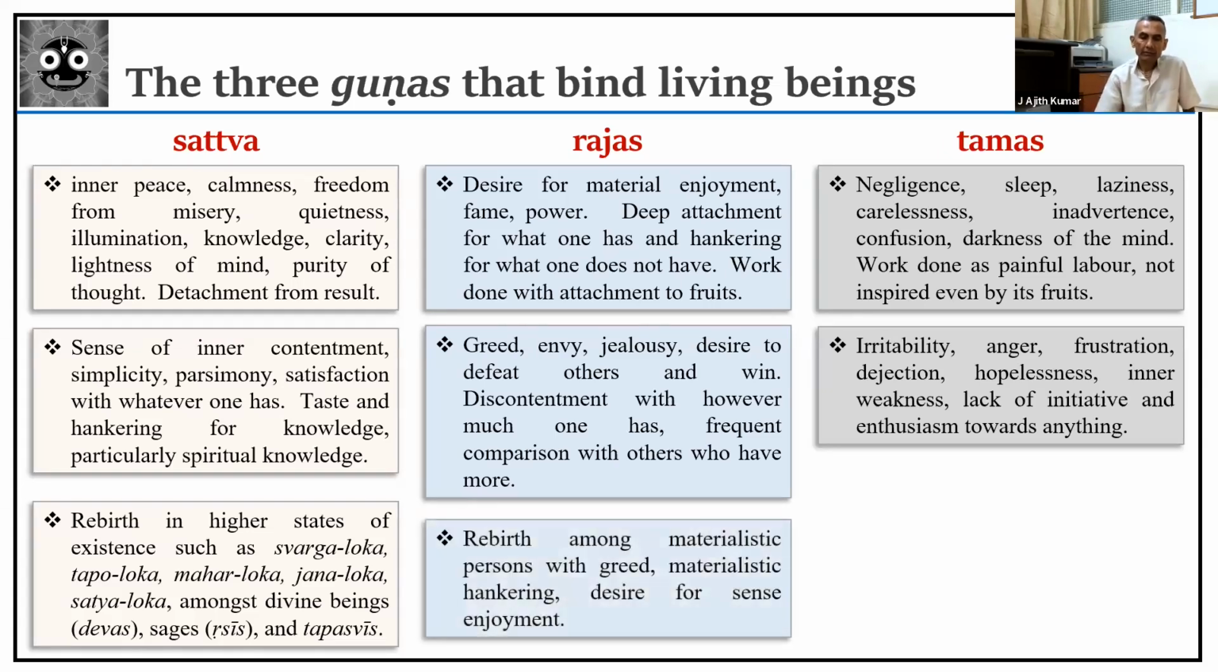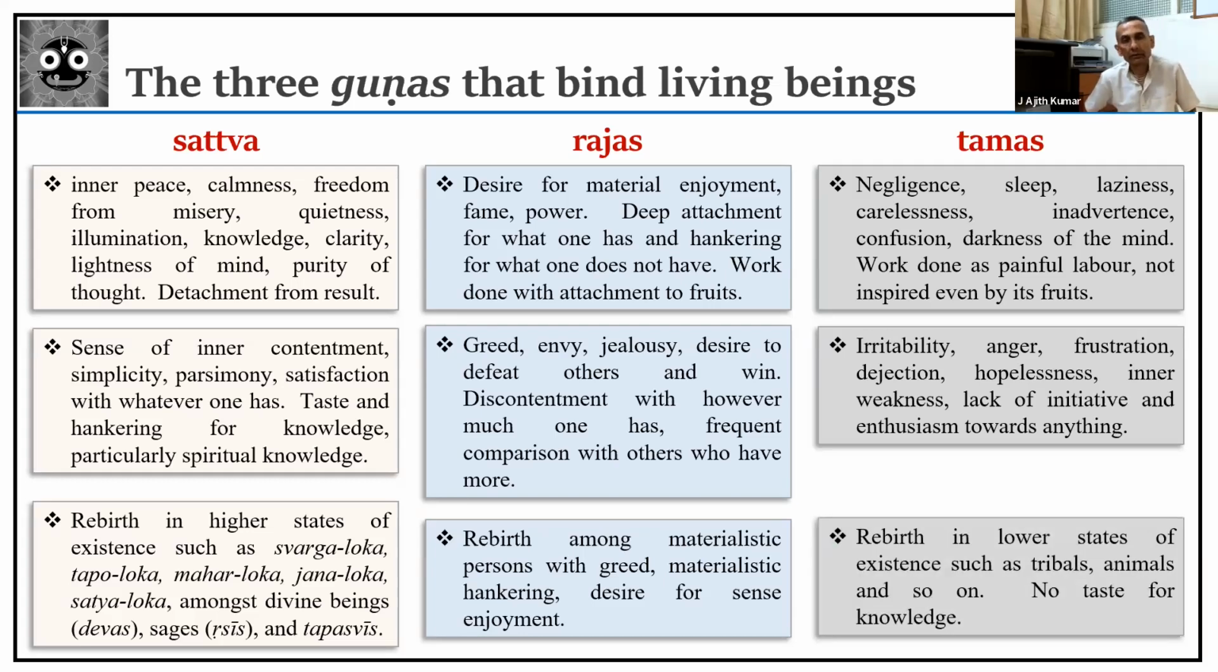In Rajoguna, what happens? You get born again in a similar kind of mentality. People who are materialistic, people who have a lot of greed, hankering, a desire for enjoyment, born among them. And in Tamoguna, when somebody dies in a lot of Tamoguna, then they take birth in lower states of existence, such as tribals, animals, and so on. Absolutely no taste for knowledge. Knowledge looks very repulsive to such people. When Tamoguna is high, any form of learning, knowledge, anything new looks very uninteresting.